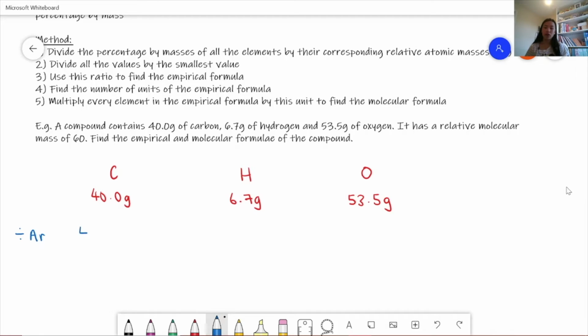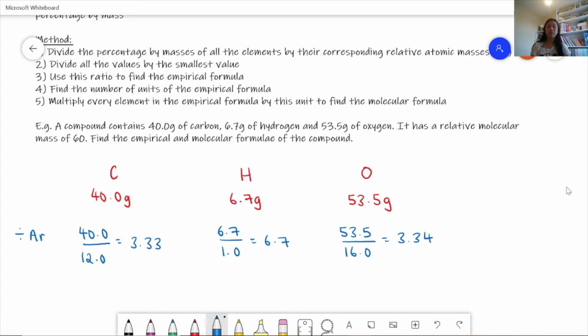So we have 40.0 over the AR of carbon, which is 12.0. And so this gives us 3.33. And then we have 6.7 over the AR of hydrogen, which is 1.0. And so this gives us 6.7. And then we have 53.5 divided by the AR of oxygen, which is 16.0. And that gives us 3.34.